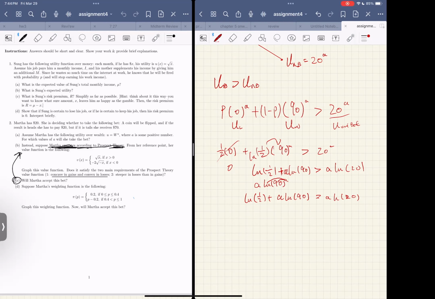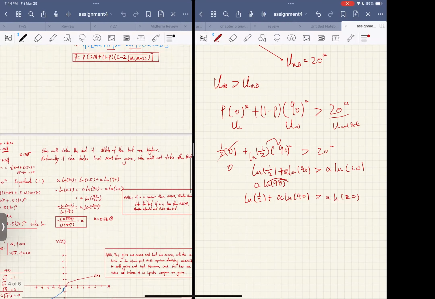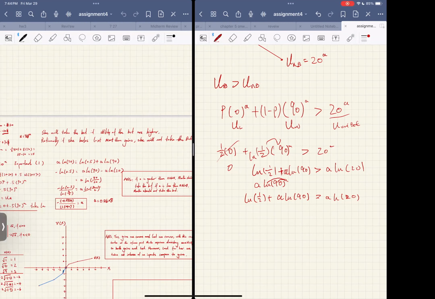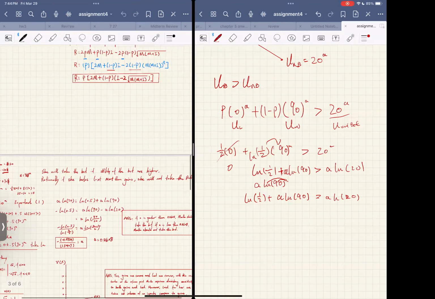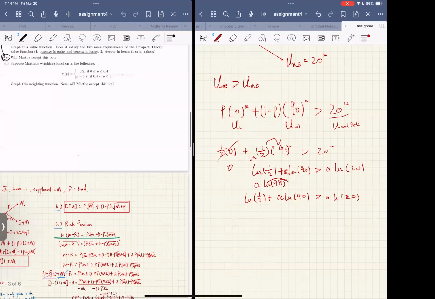Just me saying, yeah, that part makes sense. But what do you do after? Like, what do you do after? Because he was able to get a number for A. Yeah, so I fully understand.